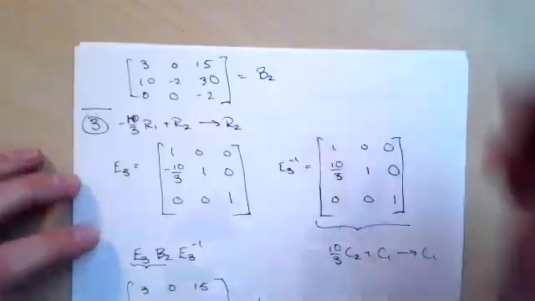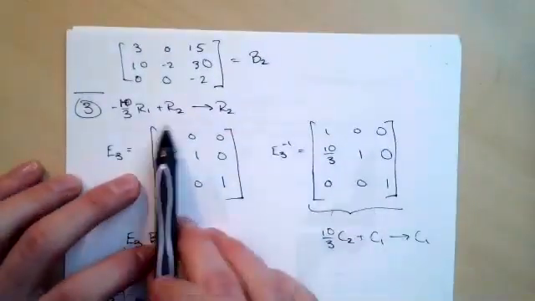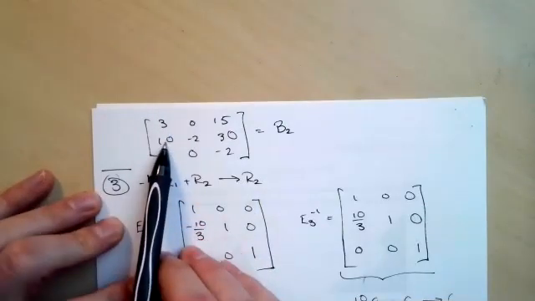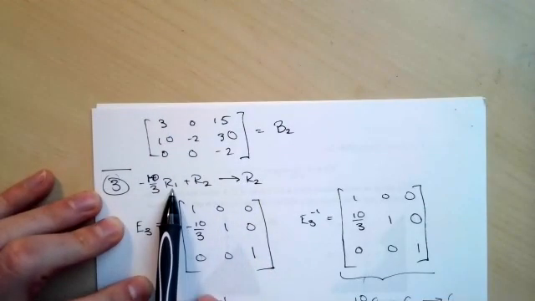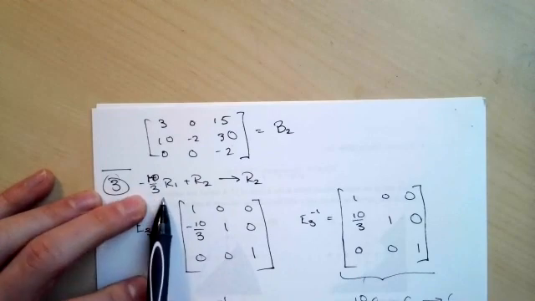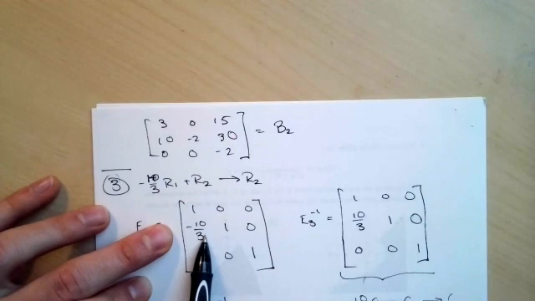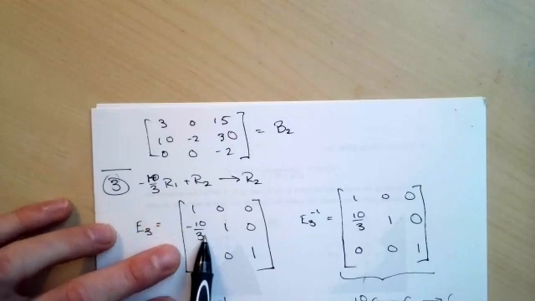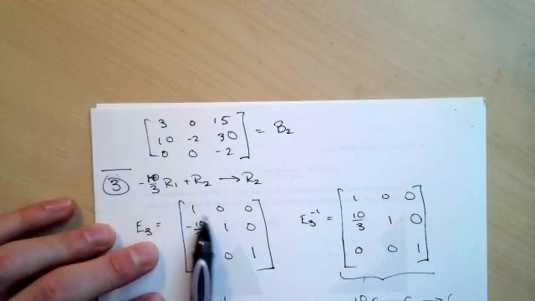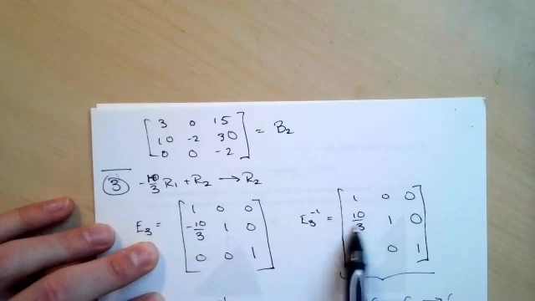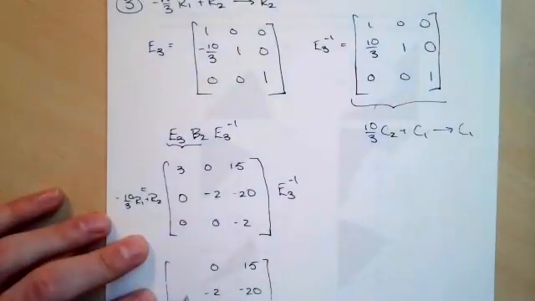Let's double check. So we should not get something that gets in the way, I don't believe, with just doing row operations. So we had 10/3 row 1, negative 10/3 row 1, add it to column 2. That's giving us a negative 10/3 here. But the problem is that this column operation is now giving us something else here, and that's going to take away from our triangular matrix.